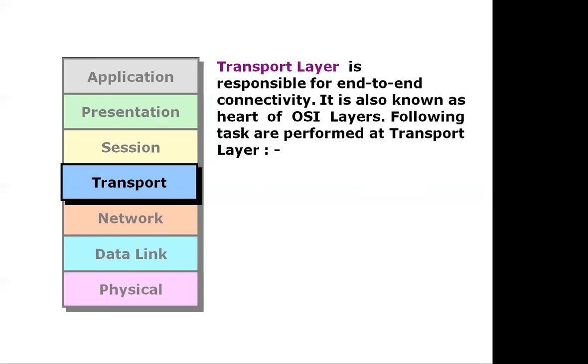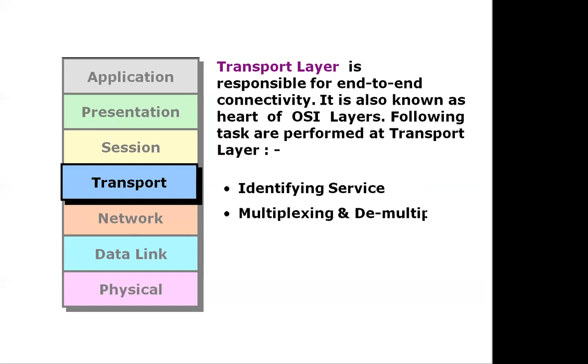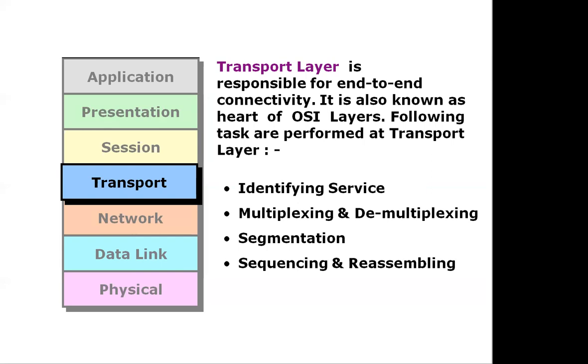Now, the transport layer is responsible for end-to-end connectivity. It is also known as the heart of OSI, as I already told you. The transport layer has so many tasks to perform. It is the layer used to identify the services. It is used for multiplexing and demultiplexing. It helps you to segment your data, sequencing and reassembly, flow control, and at last, very important, error correction.